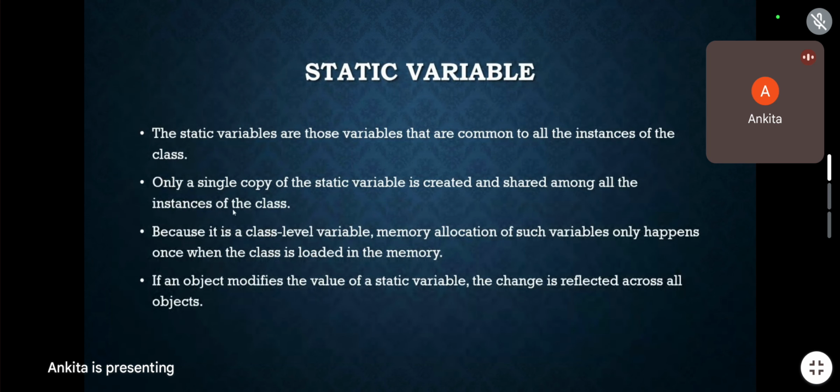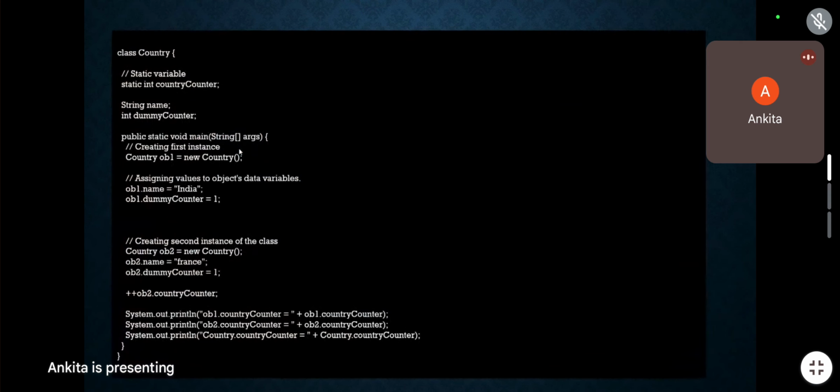The next is static variable. The static variables are those variables that are common to all the instances of the class. Only a single copy of the static variable is created and shared among all the instances of the class. Because it is a class level variable, memory allocation of such variables only happens when the class is loaded in the memory. Let's see an example of it.